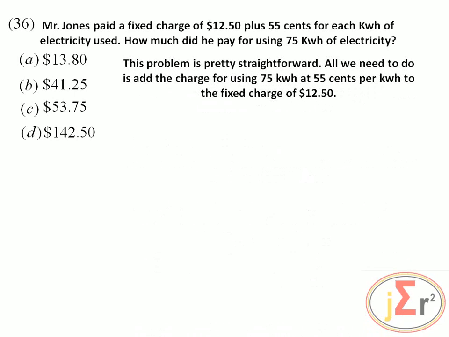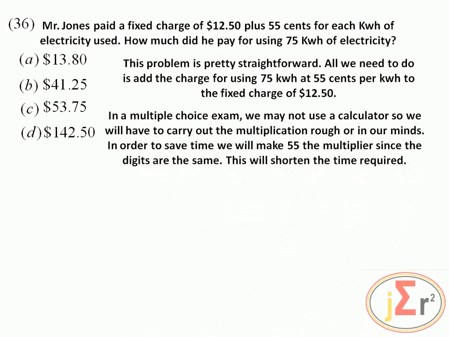All we need to do is add the charge of using 75 kilowatt hours at 55 cents per kilowatt hour to the fixed charge of $12.50. In a multiple choice exam, we may not use a calculator, so we will have to carry out the multiplication roughly or in our minds. In order to save time, we will make 55 the multiplier since the digits are the same. This will shorten the time required. So let us see how that will shorten the time required.